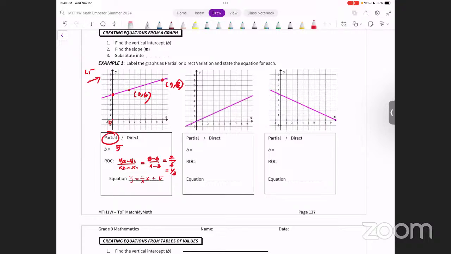Wait, does it have to be a fraction? A simplified fraction. How can you simplify 1/3? You can't, so it's 1/3. You done? And then also pass your test. See the format of the test. So that's the overall expectation, measurement and geometry.